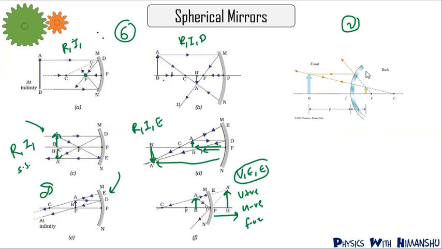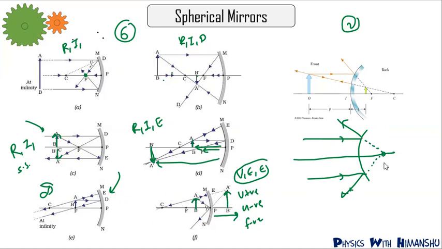For convex mirror, we only have two ray diagrams. The first one will be this. Suppose this is a convex mirror, and suppose light is coming from infinity. So light will reflect like this, and if you extend the rays, the image will be formed at the focus. In this case, V is positive and F is positive, U is minus infinity. V is positive because the image is formed in this direction. F is positive because the focal length is also in this direction. U will be negative because the object is behind.